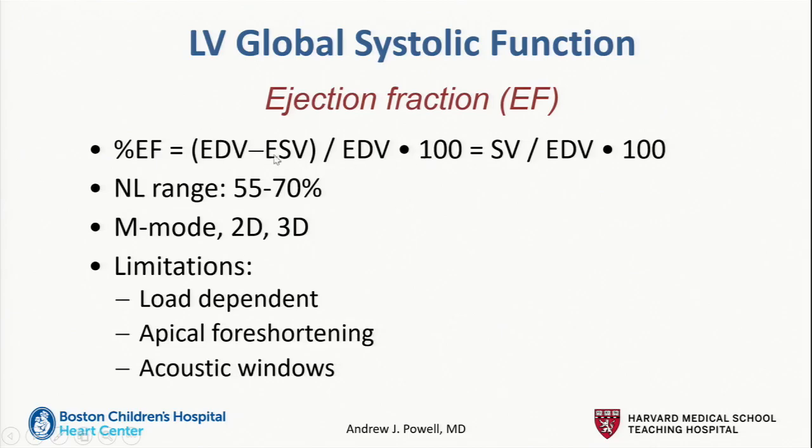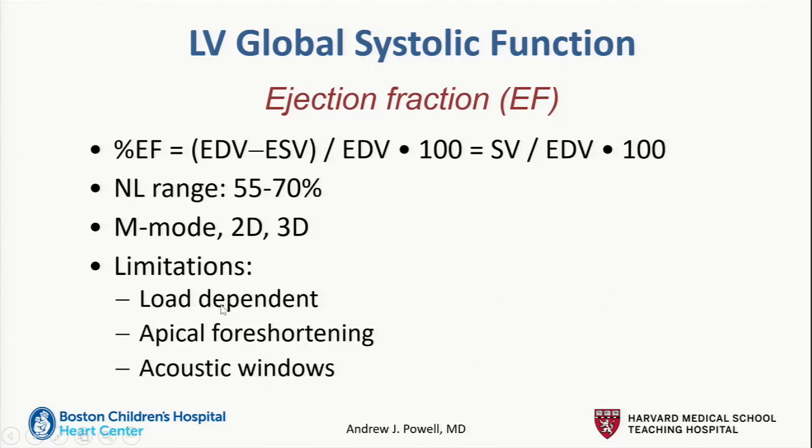Another way to think about this is the end diastolic volume minus the end systolic volume. The difference between the two is what goes out of the ventricle, or the stroke volume. So you could rewrite it as stroke volume over end diastolic volume. Normal range 55 to 70%. This can be measured using M mode, 2D or 3D.